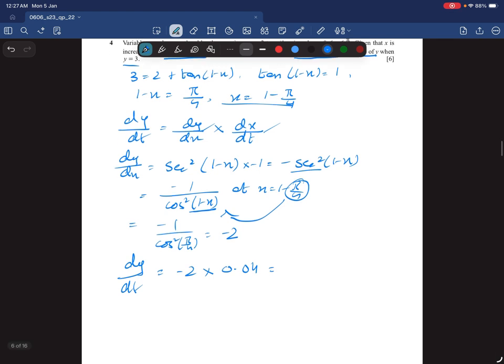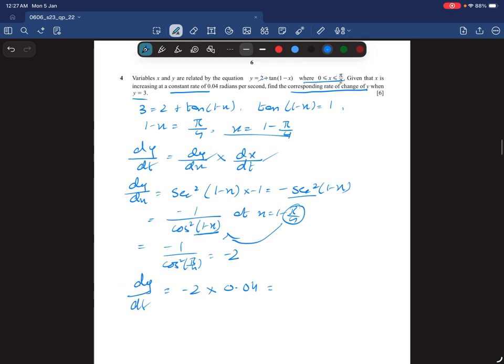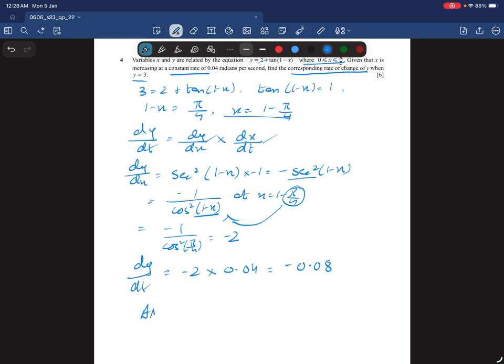and let me see, minus 2 into 0.04, we get negative 0.08. Let's see if that's correct. Minus 1 upon cos(pi upon 4 radians) whole squared, minus 2. Yeah, so that's that, and your answer is indeed negative 0.08.